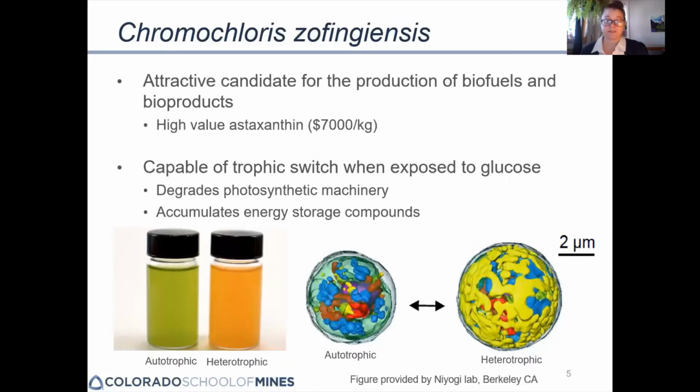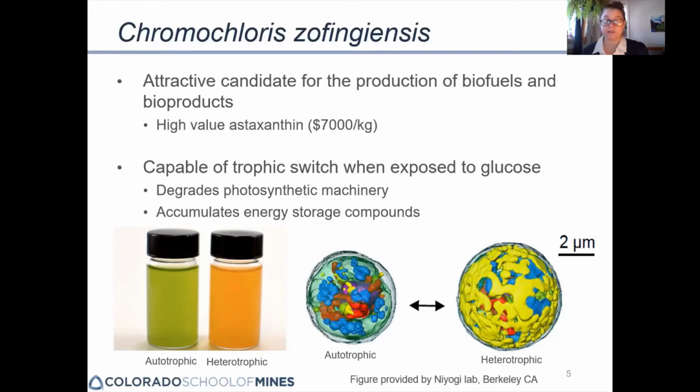Chromochloris zofingiensis is a eukaryotic microalgae that has not only been identified as a top candidate for fuel and astaxanthin production, but it's also been shown to grow in a wide range of industrially relevant conditions, such as outdoors, using wastewater as substrate, urea as a nitrogen source, and in a mixed culture system.